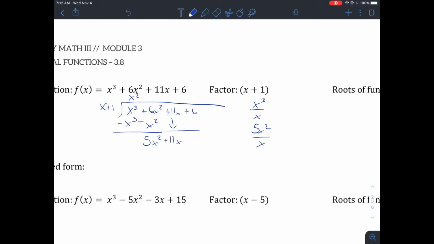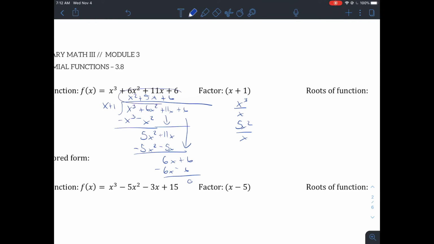5x squared divided by x is going to give us a 5x. So we get 5x squared plus 5x. Change our sign. Going to give us a 6x. Bring down our 6. We're going to do plus 6. So we can go ahead and multiply. So we get 6x plus 6. Then we got to change our signs. And we get 0 as a remainder. All right. So basically what this means is that this times this is going to give us our function. So let's write that down at least.